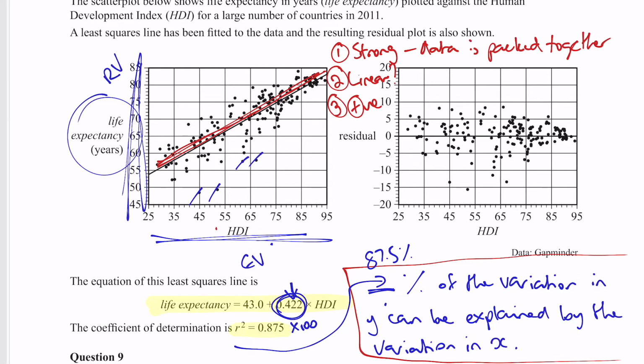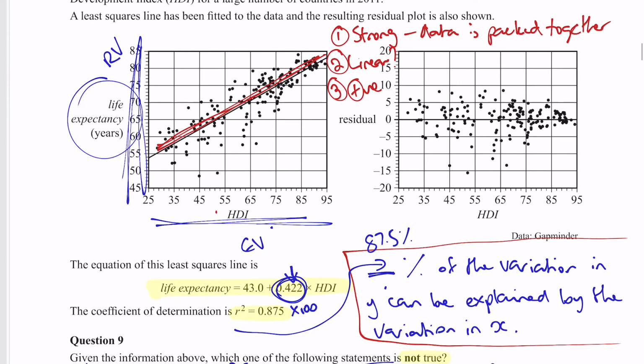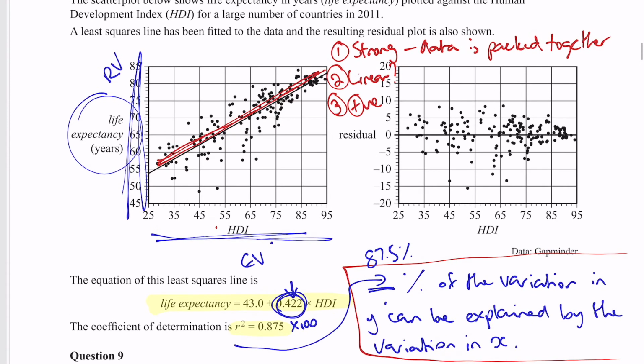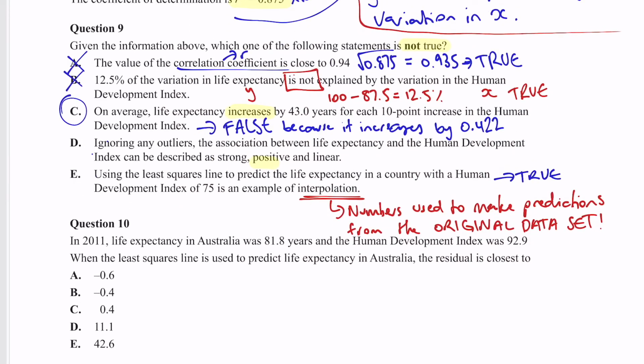If the line was going like this, and the data values followed this trend, that would be negative. So that's fairly easy and straightforward. Those 3 things you should keep in your notes: the strength, whether it's linear or not, and if it's positive or negative. So some important things to keep there.